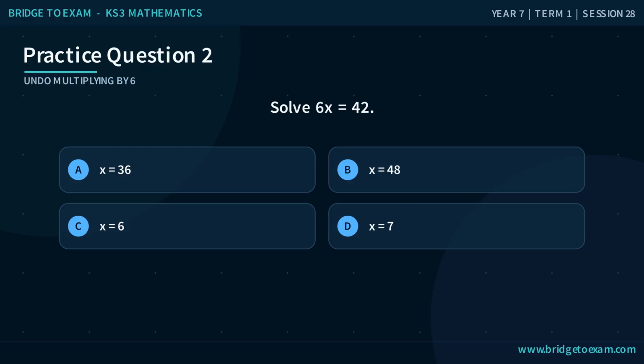Practice question 2. Solve 6x equals 42. Option A is 36. Option B is 48. Option C is 6. Option D is 7. Pause and undo multiplication by 6.